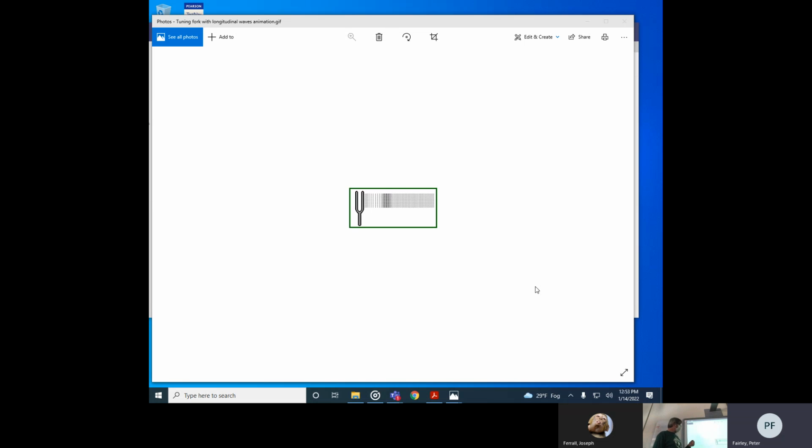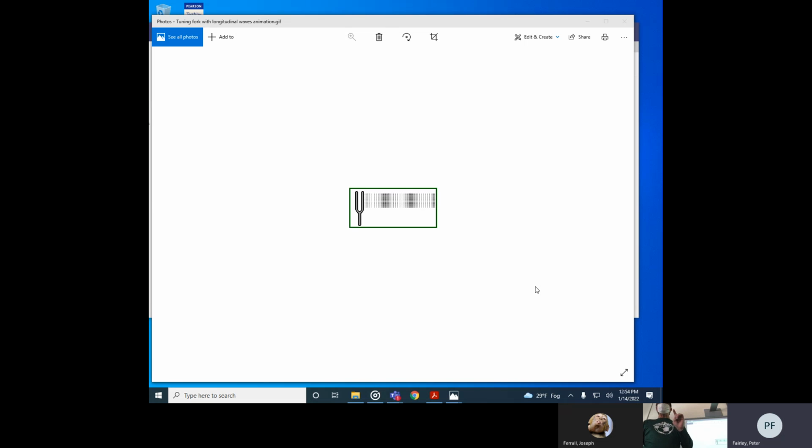But at any rate, what I like about this animation is it shows how the vibration of the fork itself causes the air molecules around it to vibrate. Can you see the zones of compression and zones of rarefaction? Compression where it's dark because the air molecules are all squeezed together, and rarefaction where it's lighter because the air molecules are spread apart. Are you good with that?